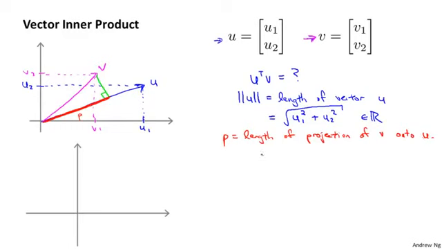And it's possible to show that the inner product u transpose v is going to be equal to p times the norm, or the length, of the vector u.